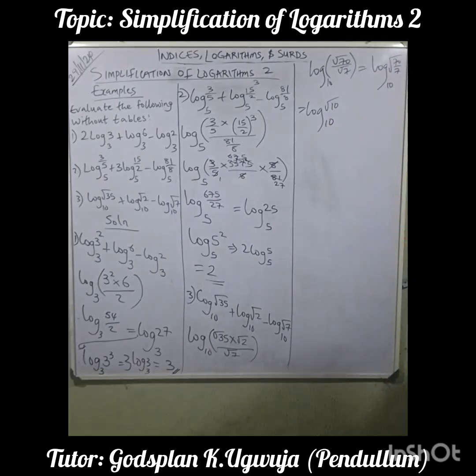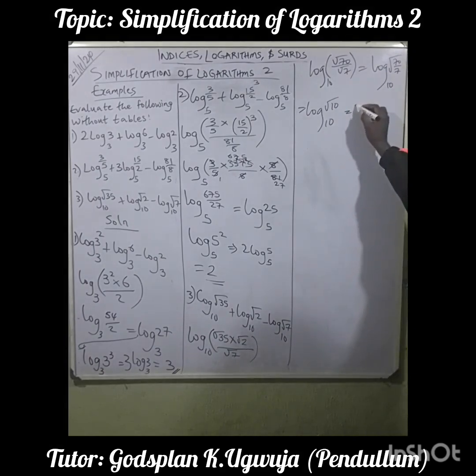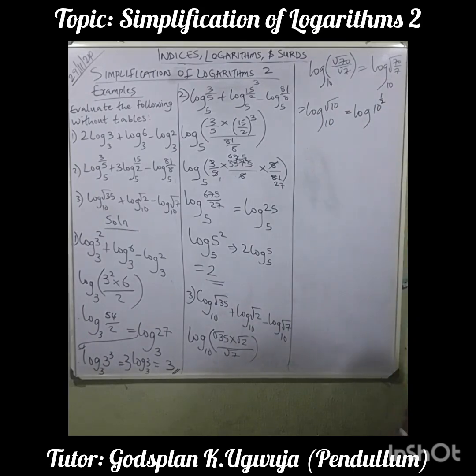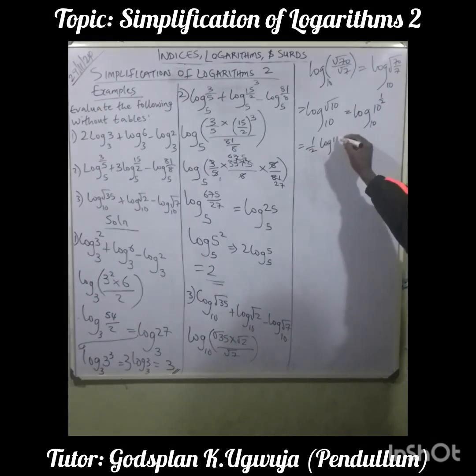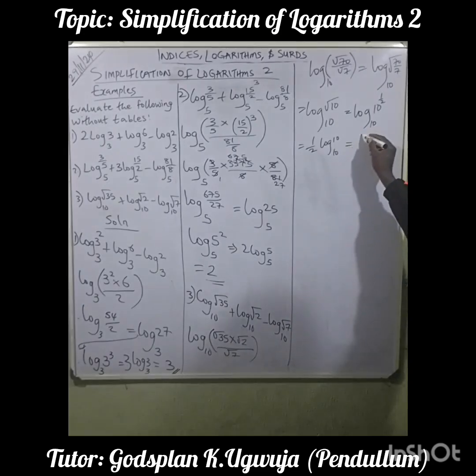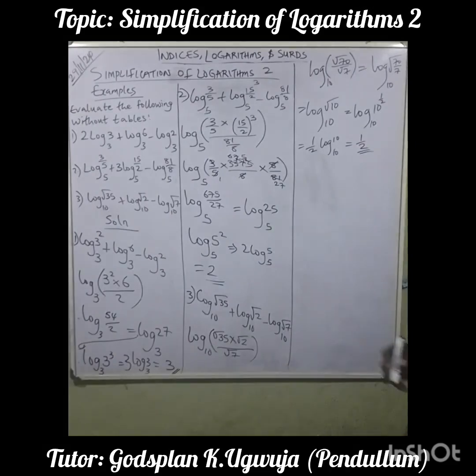Base 10. Alright, now if you get here, what can you do? Well, I can express root 10 as 10 raised to the power half. Remember, square root is half, base 10. Now this half can come to the back. So I'm going to have 1 over 2 log 10 base 10, and the log of any number to the same base is 1. So my answer is what?